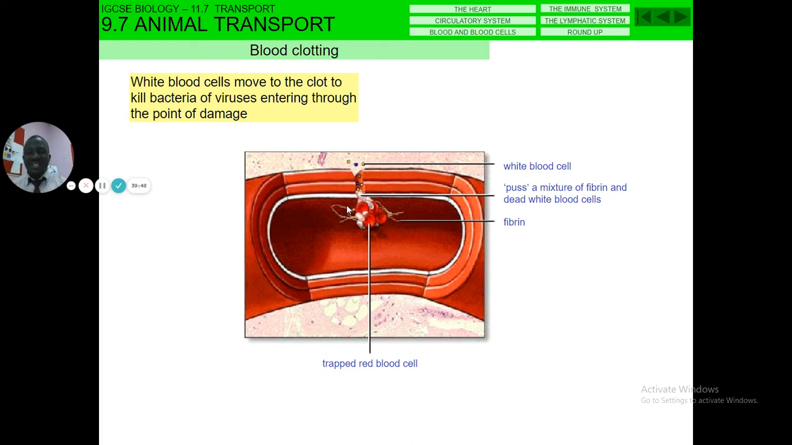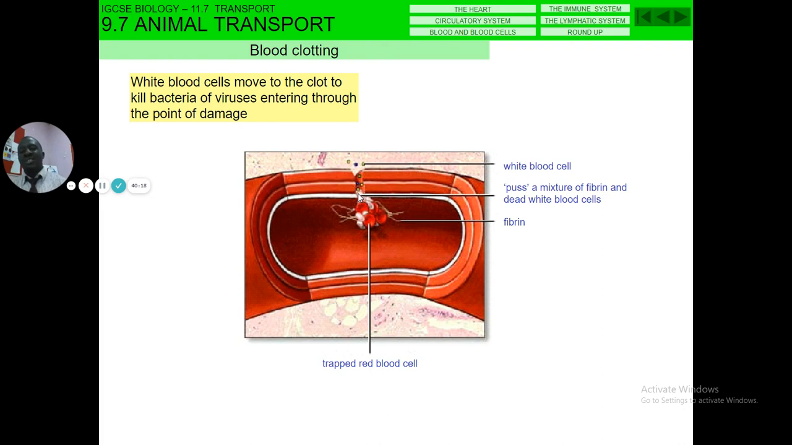Pus is a thick substance produced by white blood cells as a result of their death. So pus is a fluid that is produced as a result of the death of white blood cells and the viruses or whatever has been fought here. So it's a combination of all the dead debris and all that stuff. That's why, as the wound is healing, there is pus which forms.